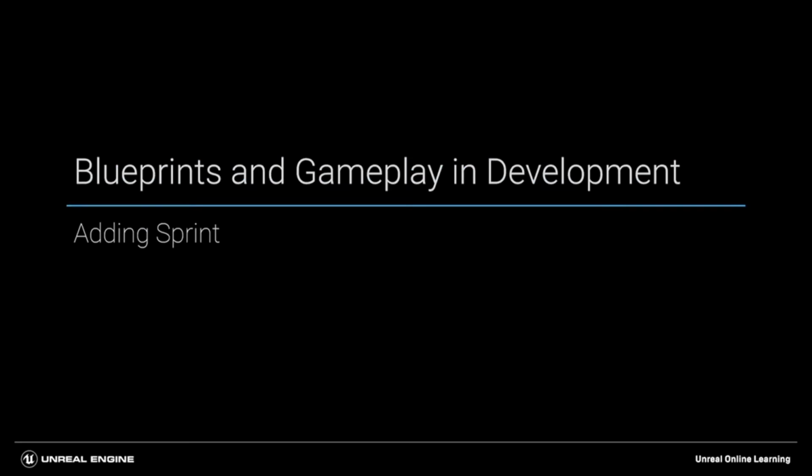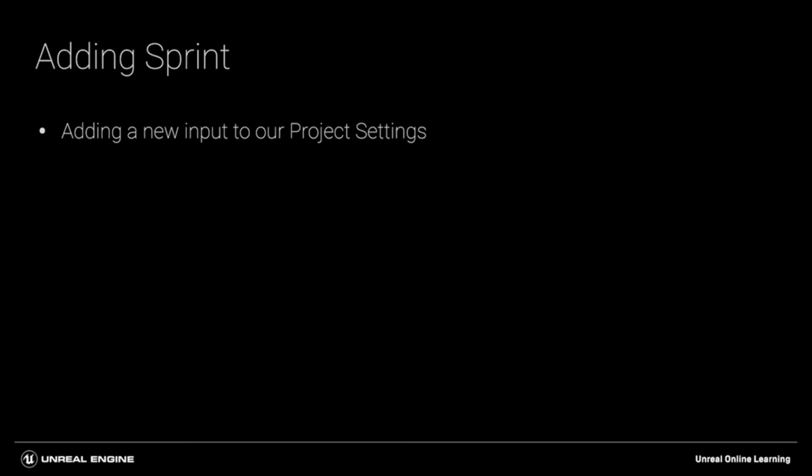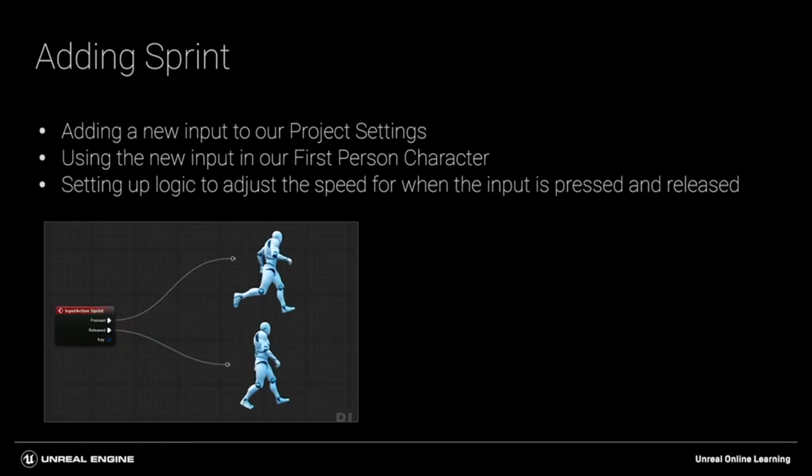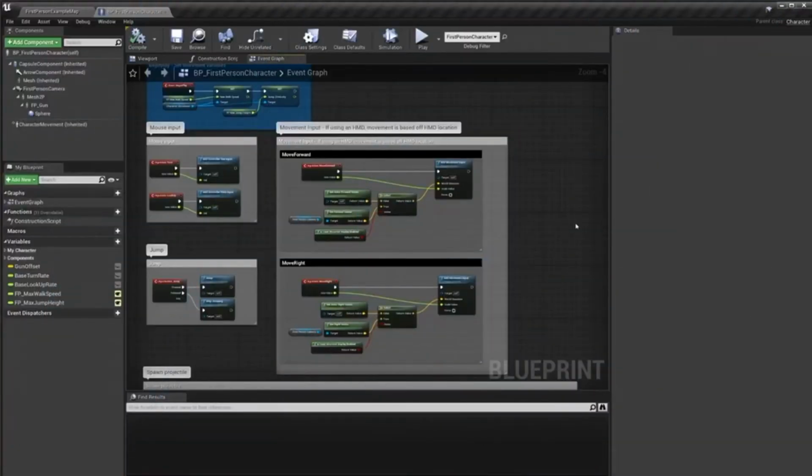In this module, we'll add sprinting functionality to our player character. We will add input for this to our project settings, and we will update our character movement speed for when this input is pressed and for when it's released. In our first-person player character, we have our input action jump. We want to make something just like that, but then for sprinting.